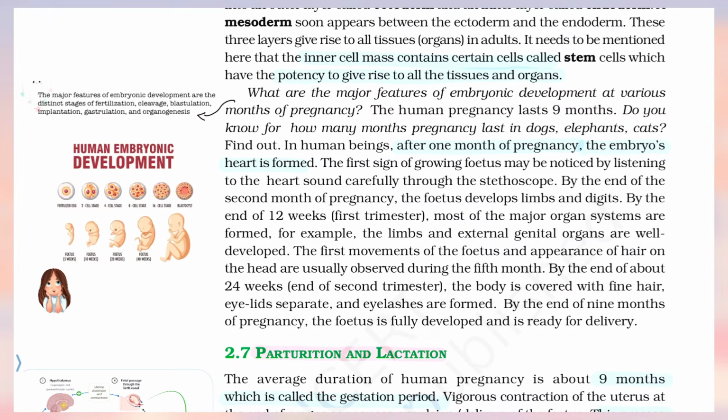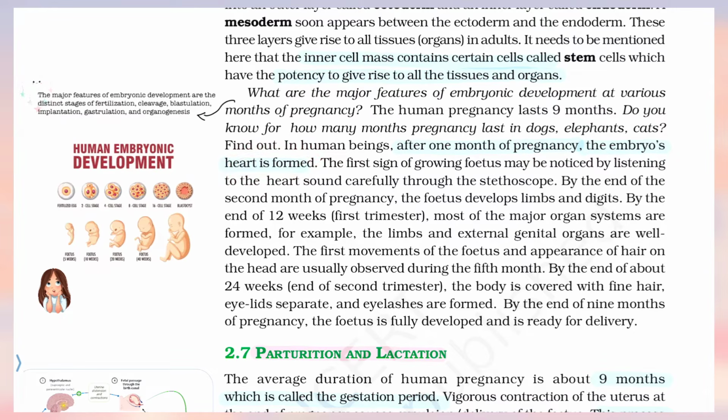What are the major features of embryonic development at various months of pregnancy? The human pregnancy lasts 9 months. Do you know for how many months pregnancy lasts in dogs, elephants, and cats? Find out. In human beings, after 1 month of pregnancy, the embryo's heart is formed.